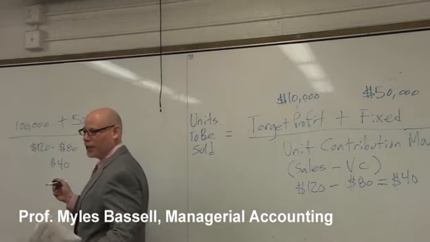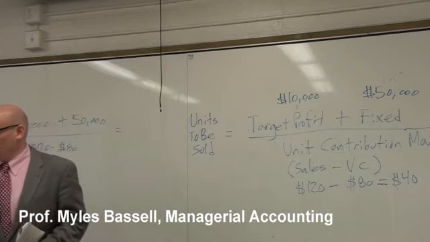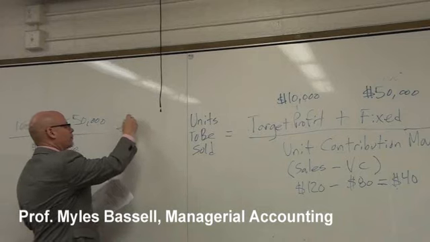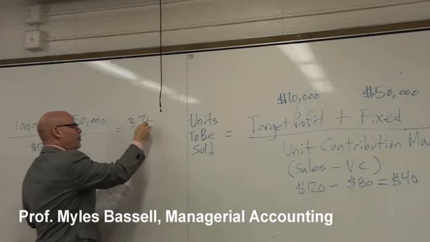How many is that? Is that 3,750 units? How many? 3,750 units. 3,750 units.